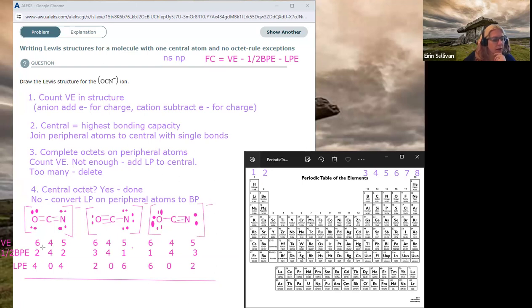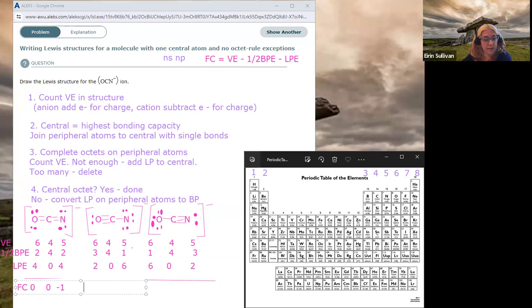Okay, so then what we have to do is take our total valence electrons minus half the bonding pair of electrons, we've already divided by 2, minus the lone pair of electrons to get our formal charge, okay? And this is for each atom. So for the oxygen, this could be 6 minus 2 minus 4, 0. That's a good start. 4 minus 4 minus 0, 0. 5 minus 2 minus 4 is -1. Remember, they should add to -1 because the charge on the ion is -1. So 0 plus 0 plus -1 is -1.